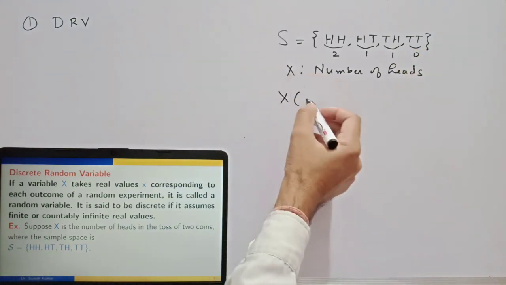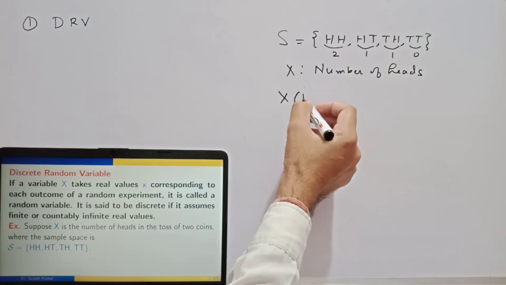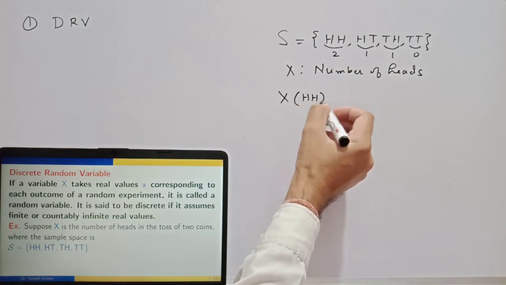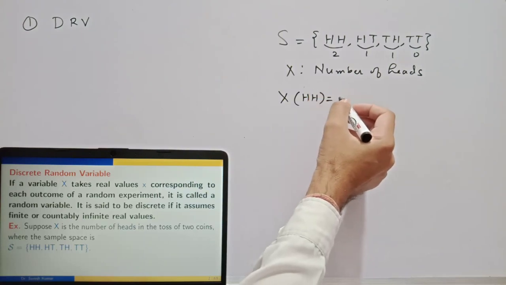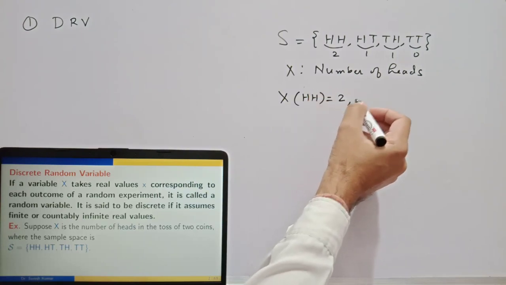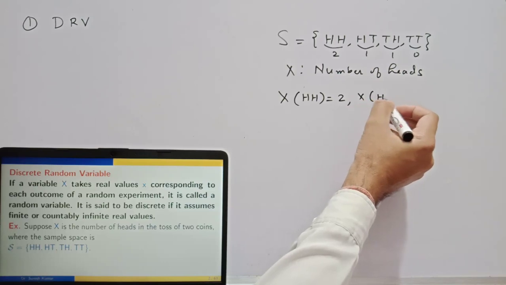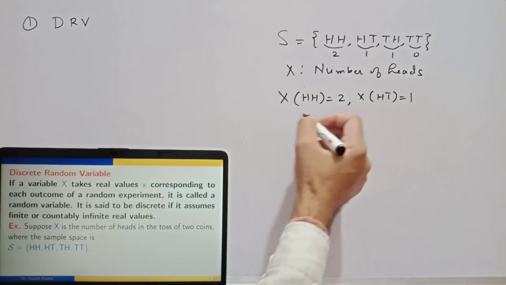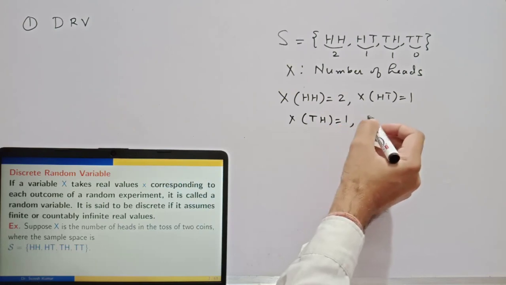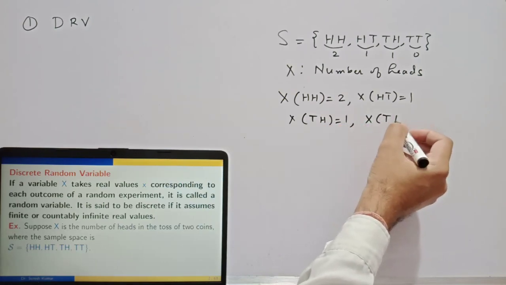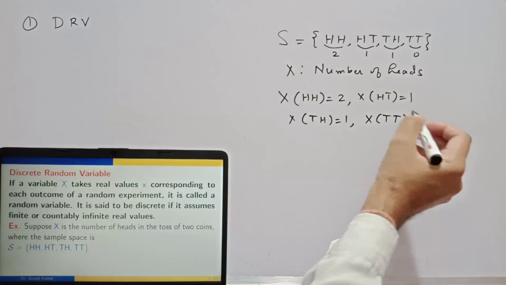But you can treat this variable like a function. Corresponding to the point HH of the sample space, its value is 2. Corresponding to HT, its value is 1. TH, 1, and TT, 0.